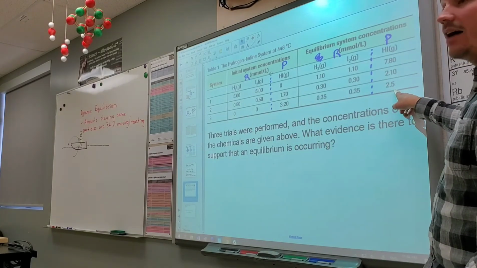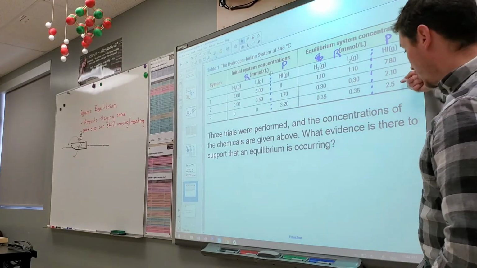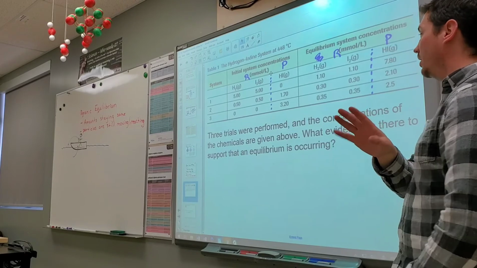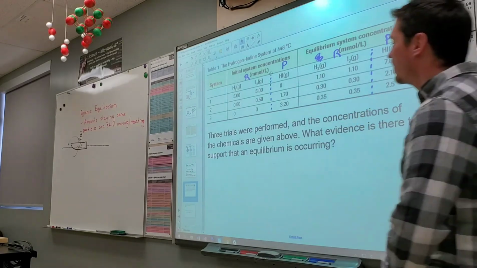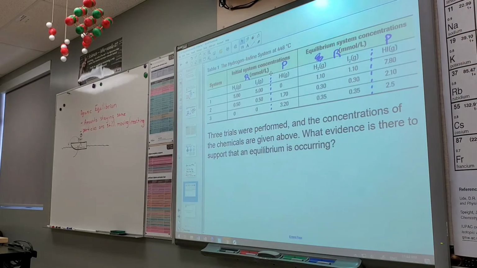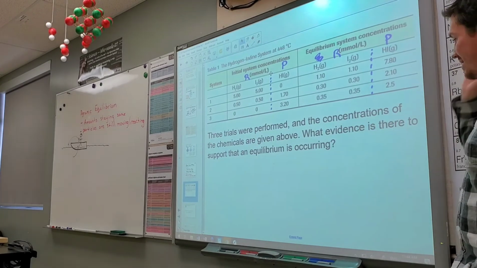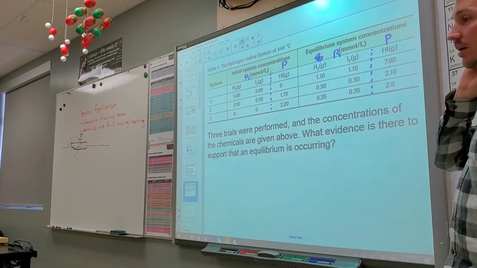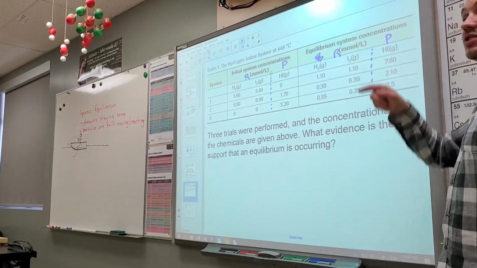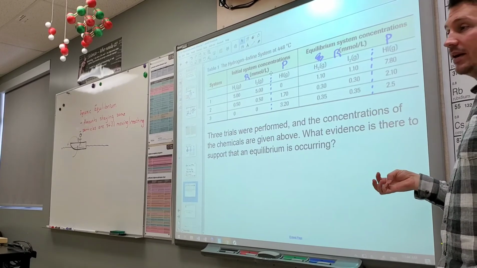Our products have to decrease and they will turn into reactants. Is that okay? Perfect. So 3 trials were performed and the concentrations of the chemicals are given above. What evidence is there to support that an equilibrium is occurring? Is there any evidence in here to support that there's an equilibrium?